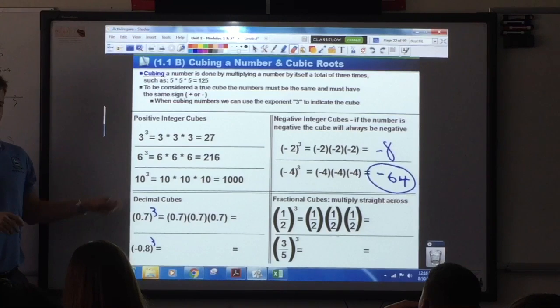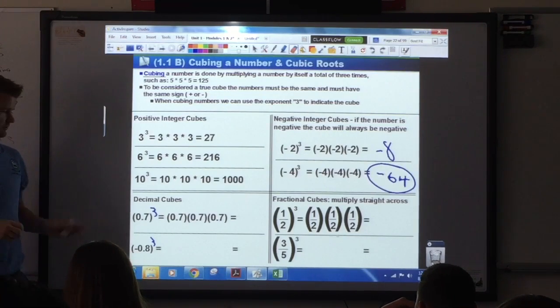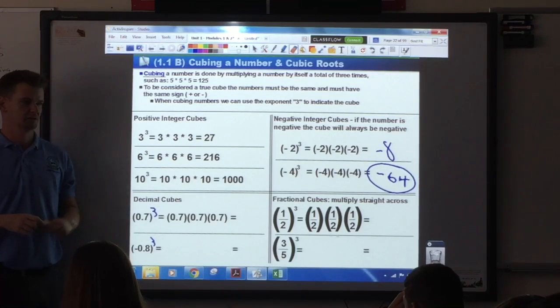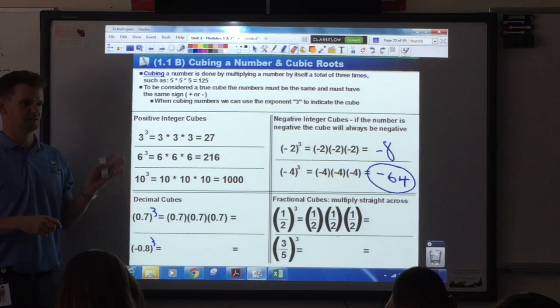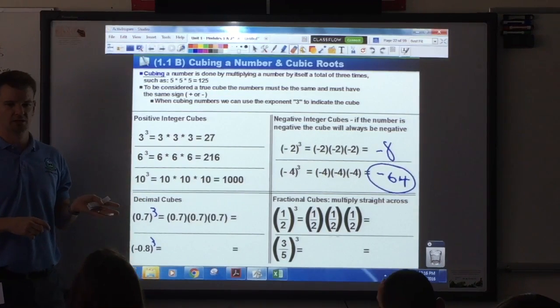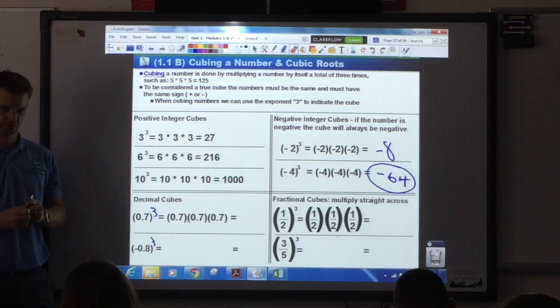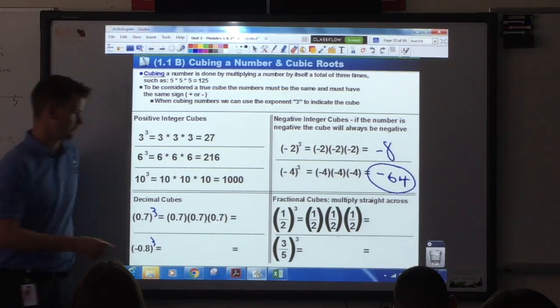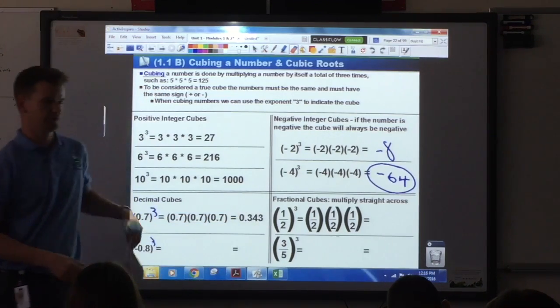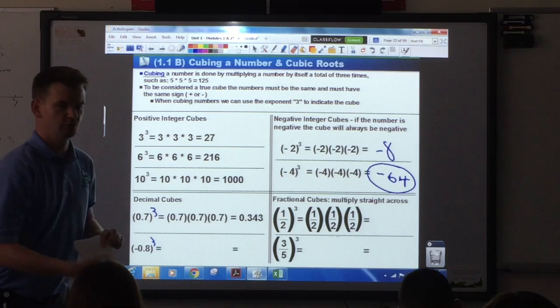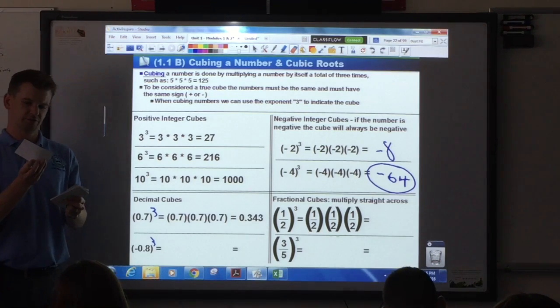Alright, so we're cubing decimals. 0.7 times 0.7 times 0.7. Maria, what is it? 0.343. You can do it by hand, you can do it with a calculator, whatever works best for you.